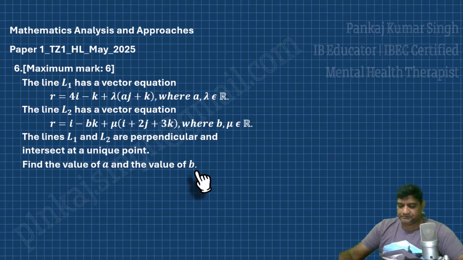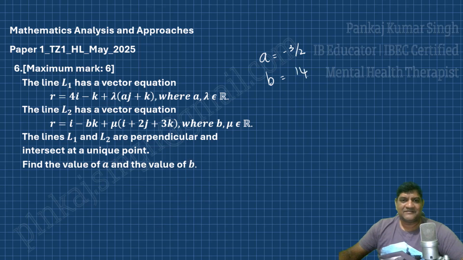Okay, right. So I already know the values for a and b. After I solve, the value that I get for a is minus 3 by 2, and the value for b that I get is 14. Let's look at Desmos and try to understand how this looks on the graph.